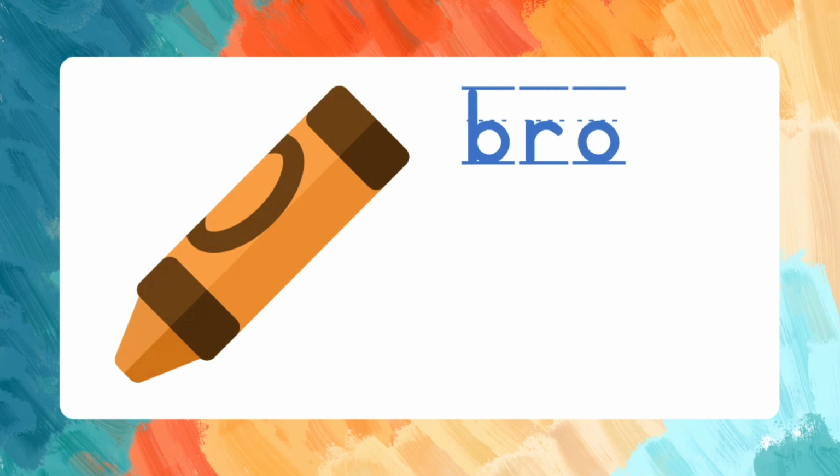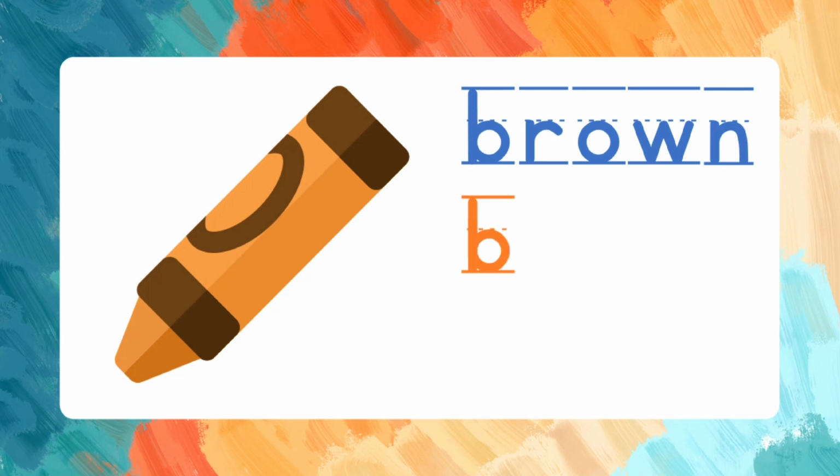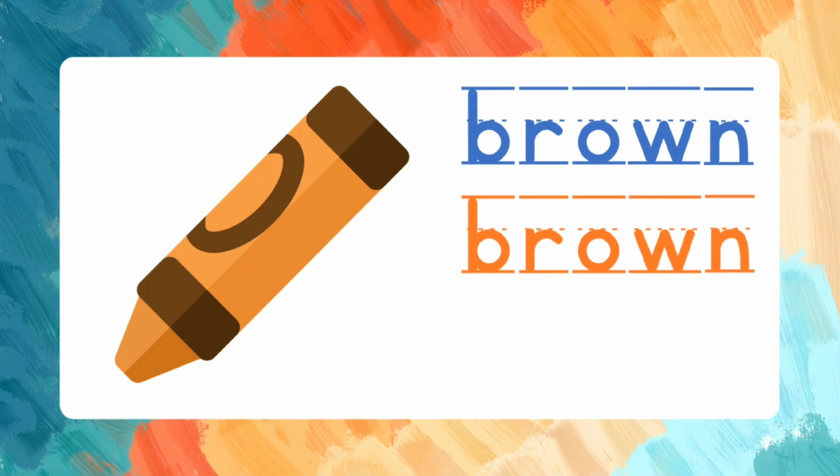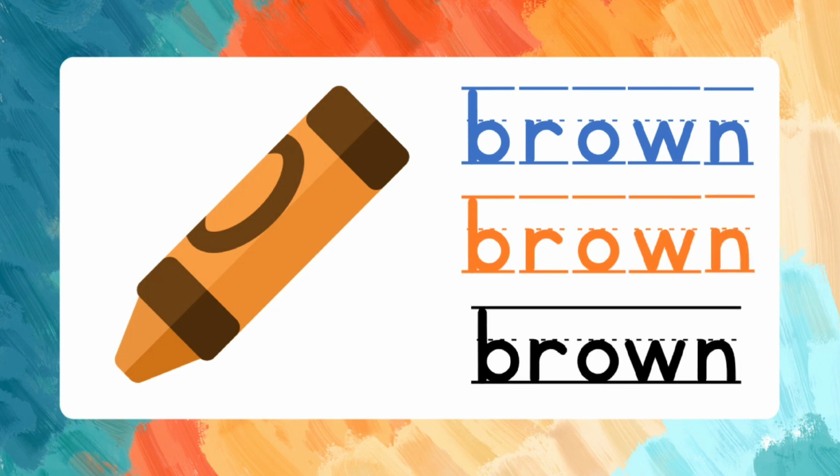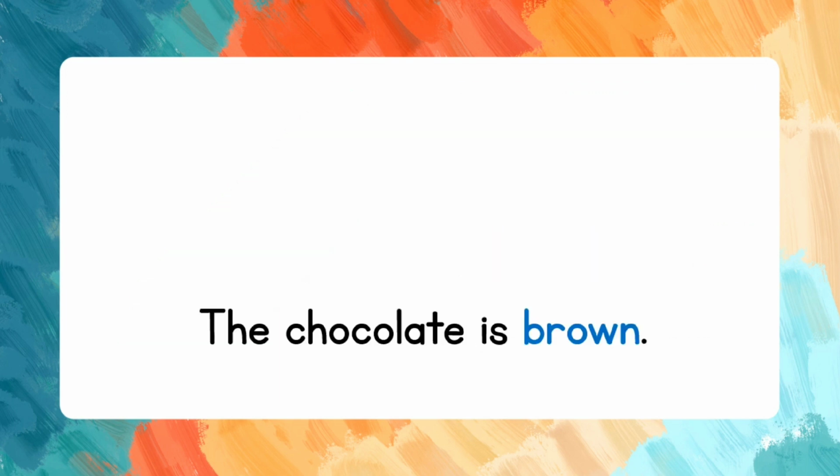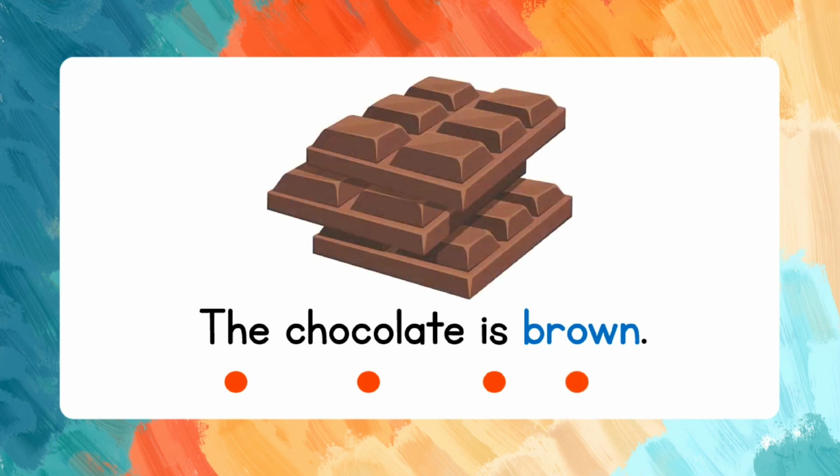Brown. B R O W N. Let's spell the word once more. B R O W N. Brown. Let's use brown in a sentence. Say, the chocolate is brown. The chocolate is brown.